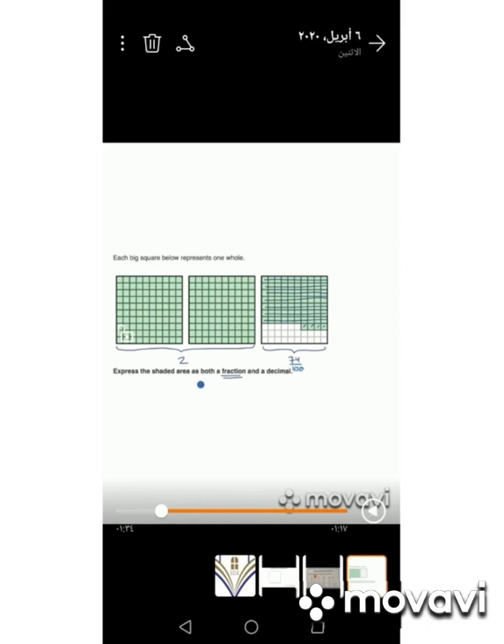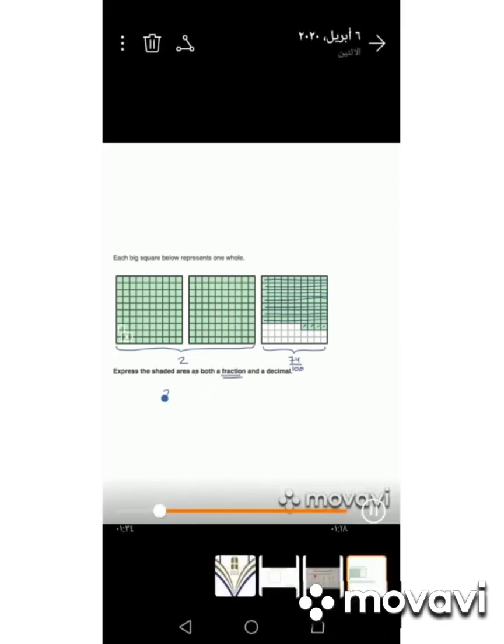Can we express now this shaded area as a mixed number? Yes, we can write it as a mixed number. Write the whole number. The whole number is what? It is 2. And write the fraction. The fraction is 74 hundredths. Okay, so let's read it now. Yes, our mixed number expressing this shaded area is 2 and 74 hundredths.